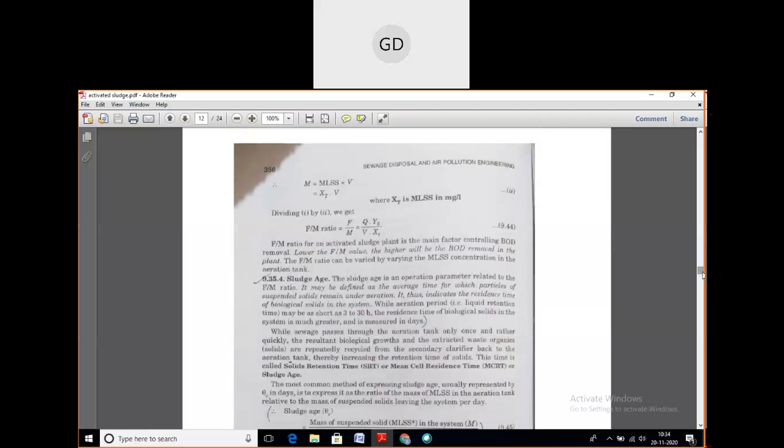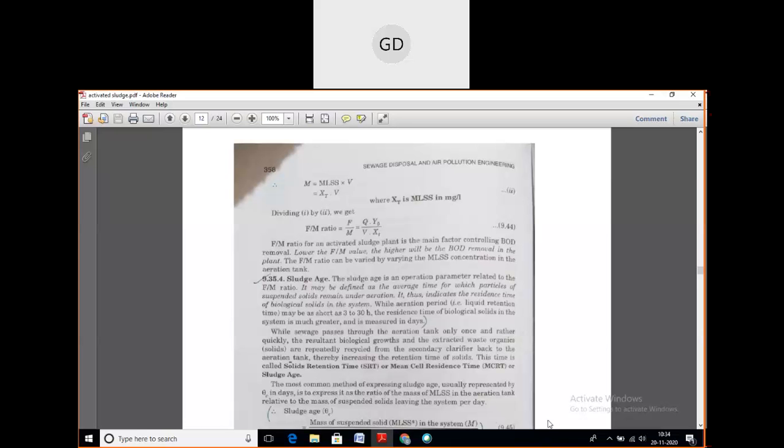Then the last one is your sludge age. This sludge age is an important operational parameter related to the F/M ratio. It may be defined as the average time for which particles of suspended solids remain under aeration.